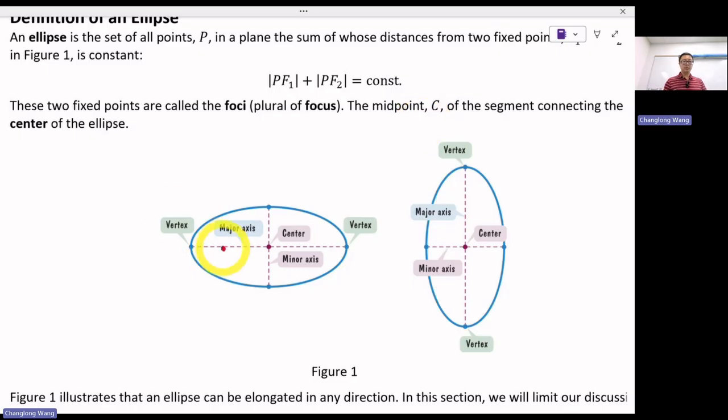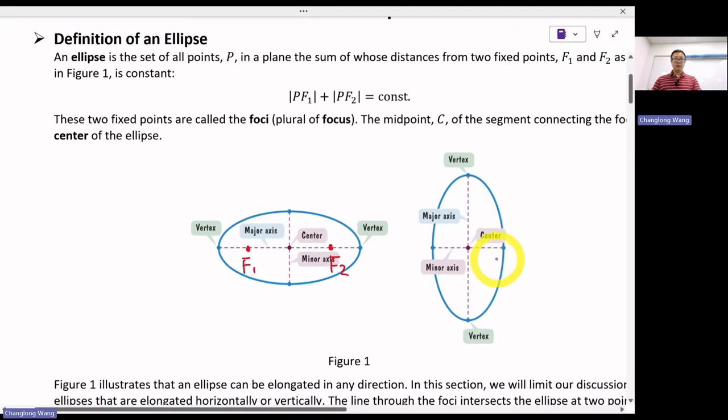It turns out that both foci must be on the major axis, symmetrically located on either side of the center. That means if it's a vertical ellipse, then the vertices, the foci, and the center all line up on a vertical line.